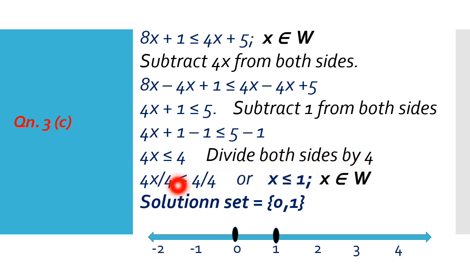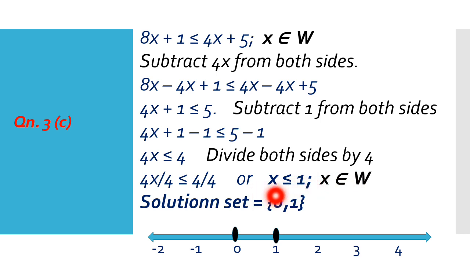So here we have 4x by 4 and here we have 4 by 4. So this is x and this is 1. Okay, so x is less than or equal to 1. Correct. x is less than or equal to 1 and x belongs to whole numbers. So we will consider all the numbers 1 or below 1.